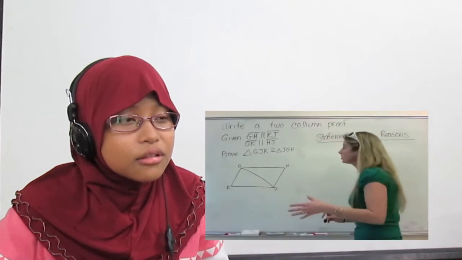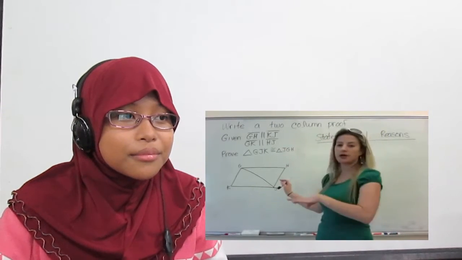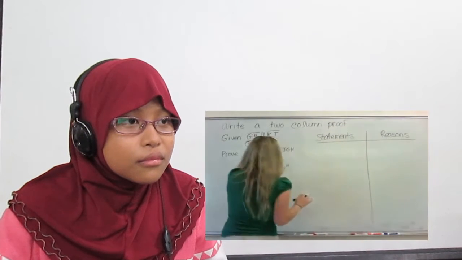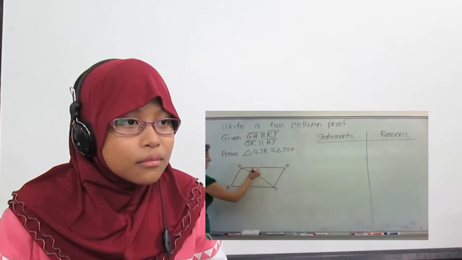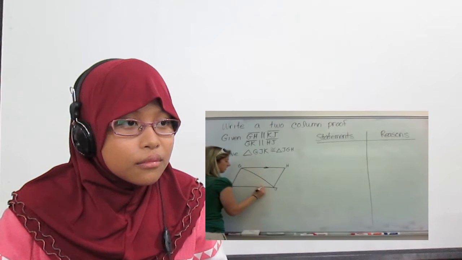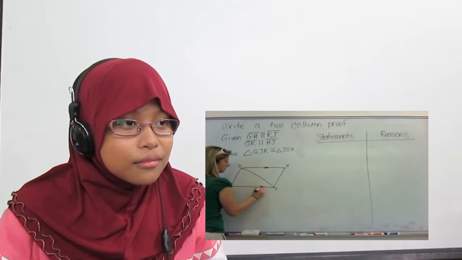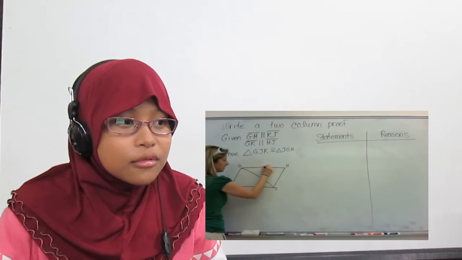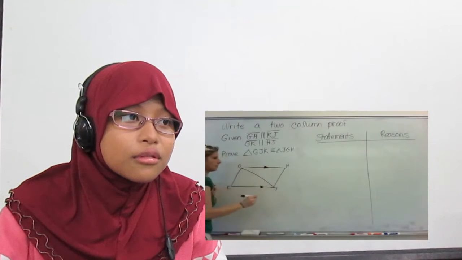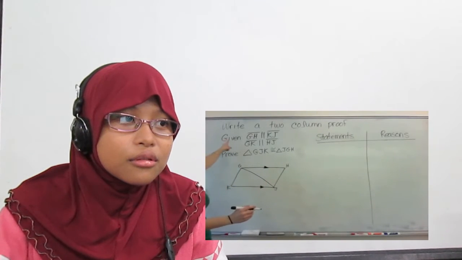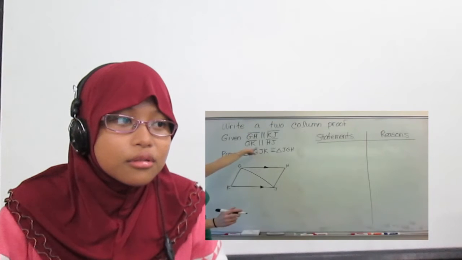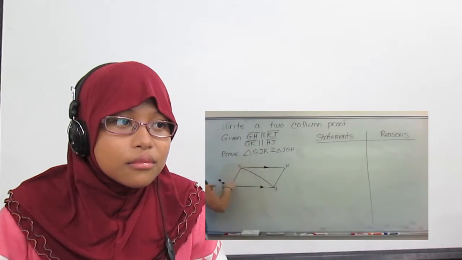So I always told you when you're given information to mark it off on the picture. GH is parallel to KJ, so we're going to mark that off, that those are parallel. We can use little triangles if you want, or you can just use the symbol right there. Then the other thing that we know is that GK is parallel to HJ. So GK is right here, HJ is right here, so let's mark that off.